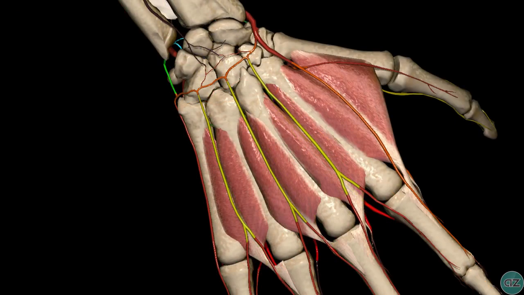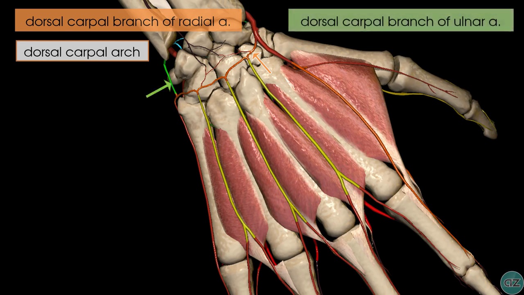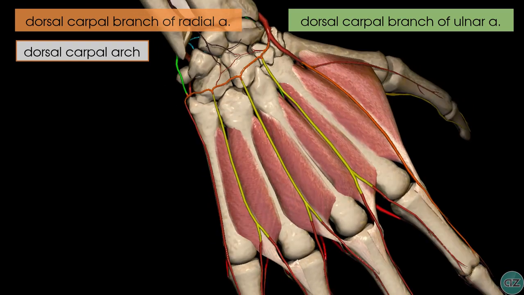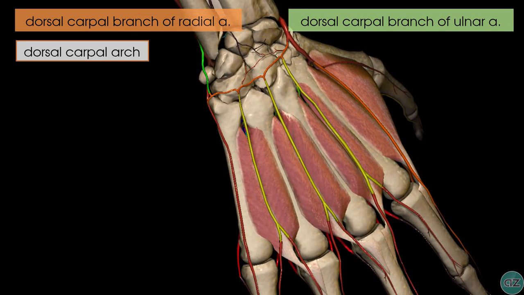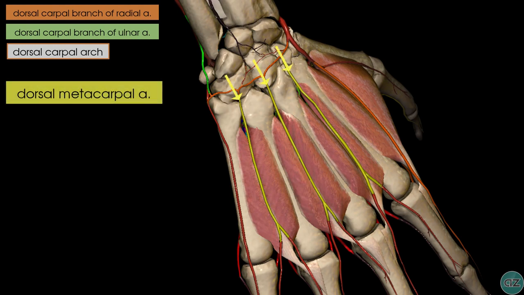Now just coming back to look at some of the dorsal branches of the radial artery. We've already seen the dorsal carpal branch which comes off the radial artery as it enters the dorsal aspect of the hand. This forms the dorsal carpal arch by anastomosing with the dorsal carpal branch of the ulnar artery, which we looked at before, and you can see it highlighted in green. In addition, you can see these arteries over here, which come off the posterior interosseous artery and anastomose with the dorsal carpal arch. Now coming directly off the dorsal carpal arch are the dorsal metacarpal arteries.